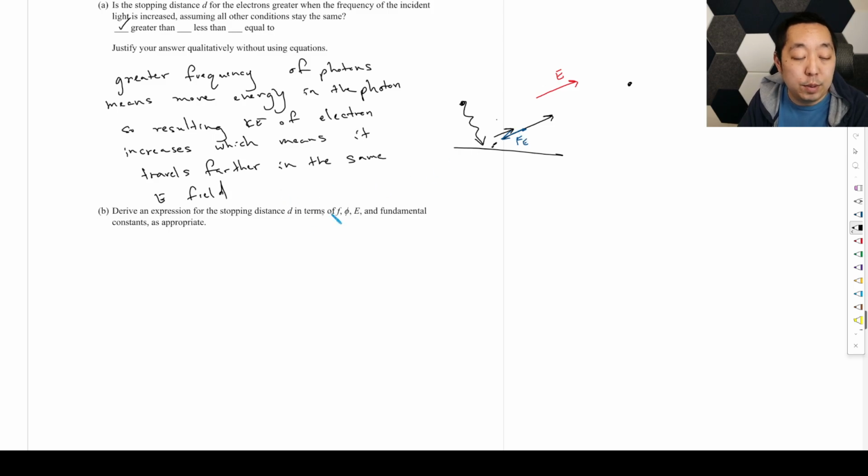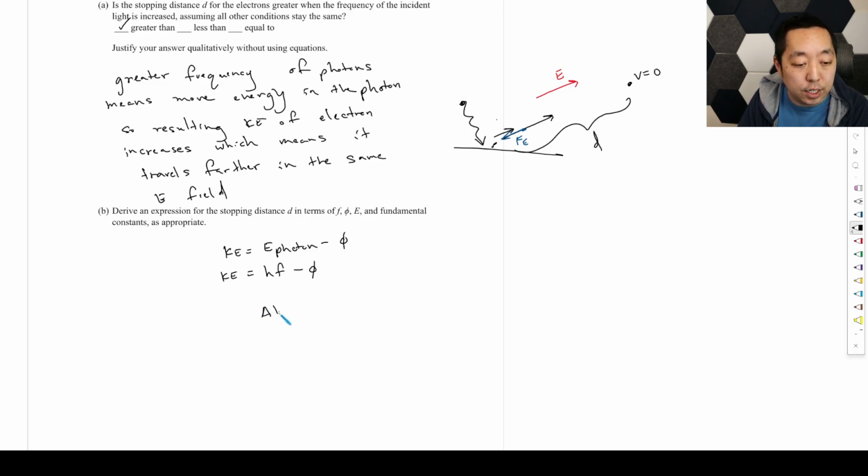Derive an expression for the stopping distance. So we want to think about how much kinetic energy we have. It's going to be whatever the energy of the photon is minus the work function, so that's going to be hf minus the work function, right? We're going to start with kinetic energy and end with zero kinetic energy. In terms of the distance, I would think of work as change in energy, right? So we have the kinetic energy.